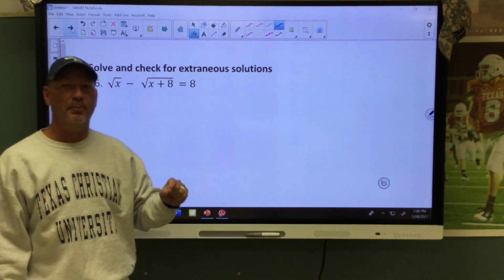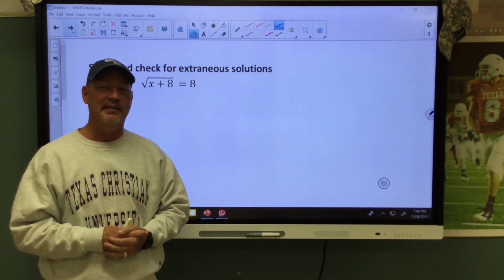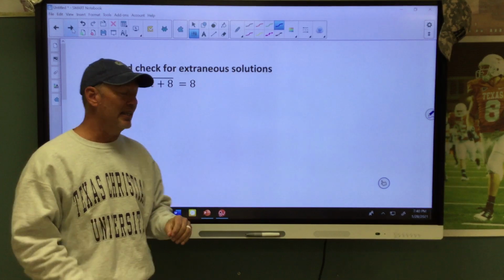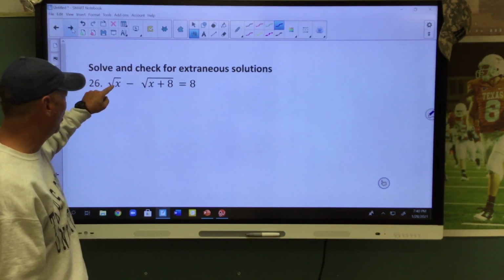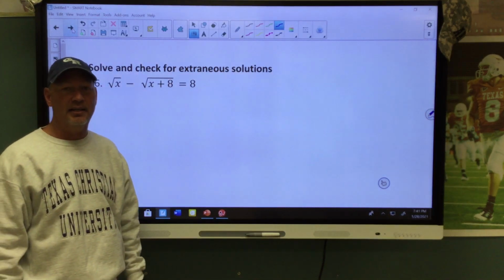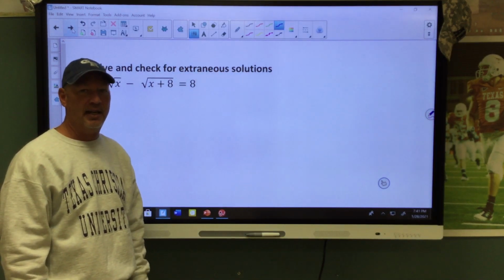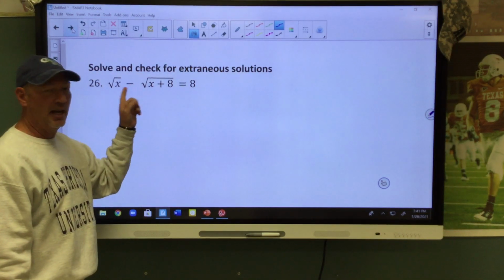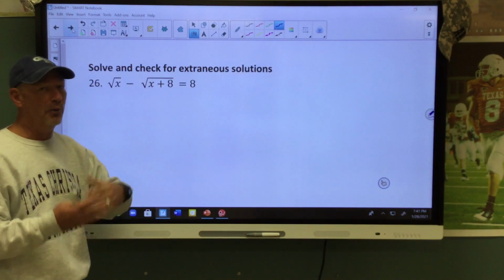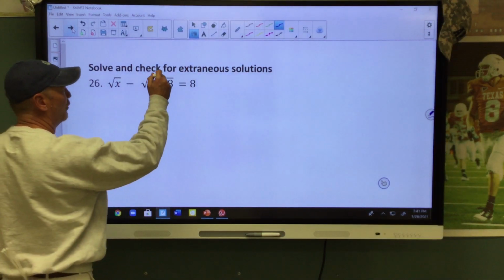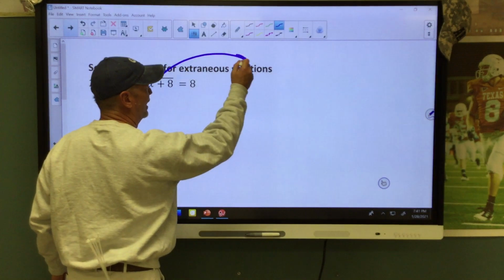I cannot work this problem with both radicals on the same side of the equation. To really make it easy, I would like to have the small radical and this constant on the same side together, okay? But I'd also like to have this guy as a positive. So I'm going to rearrange this to where it's easy to work. I want to move this guy over here.